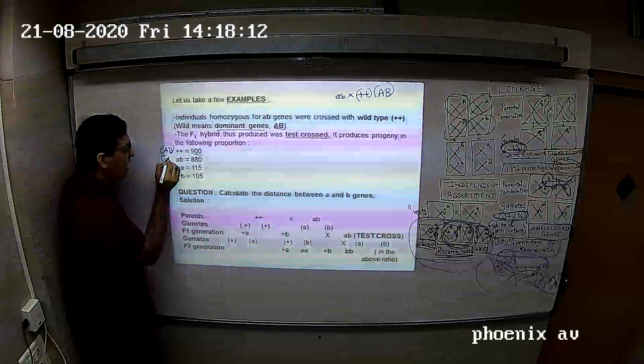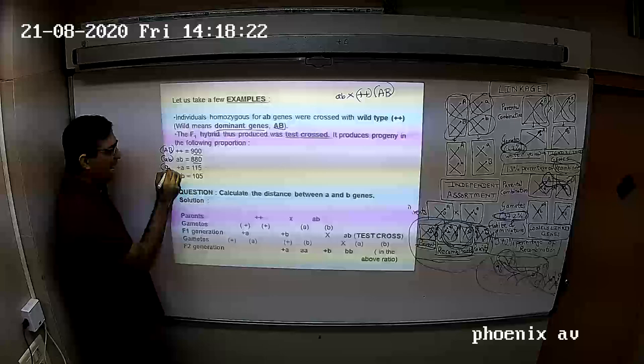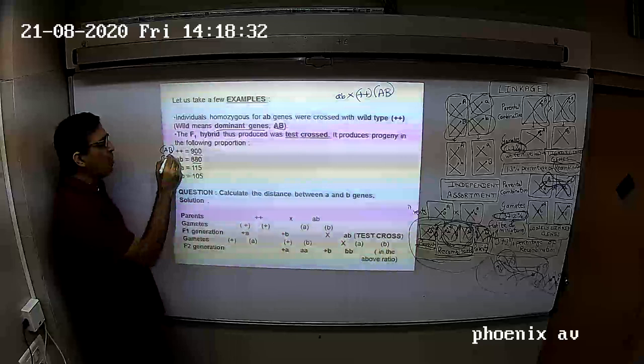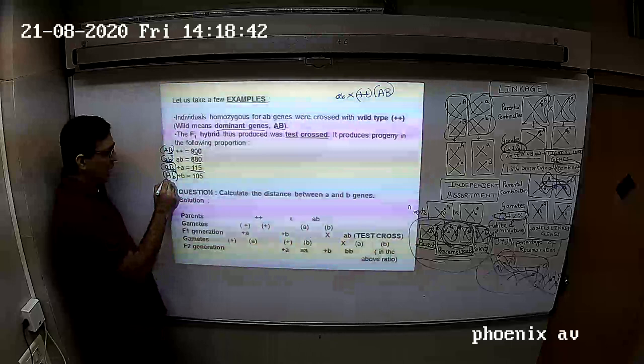Plus A, in other words, A and plus, that is capital B, and plus B, in other words, capital A, small b. And how much did we get? Capital A, capital B, 900. Small a, small b, 880. Small a, capital B, 115. Capital A, small b, 105.